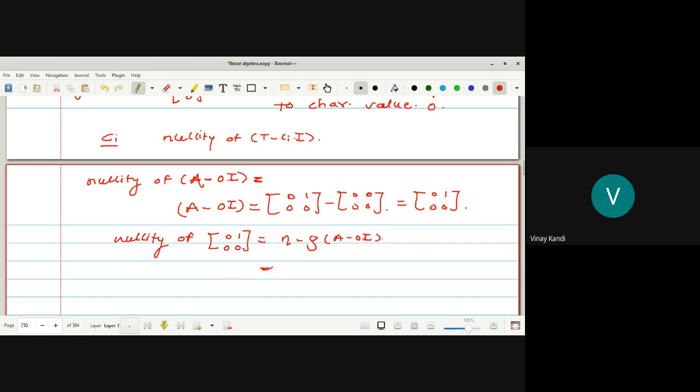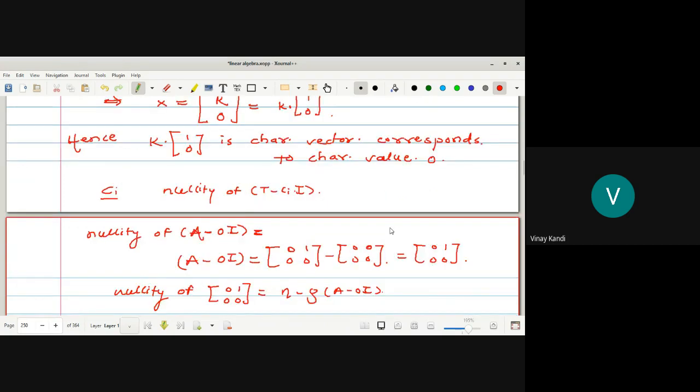What is the rank of this matrix? 1. So what is the nullity of this one? 1. So here the geometric multiplicity of 0 is 1, and the algebraic multiplicity of 0 is 2. This characteristic value is repeated 2 times.